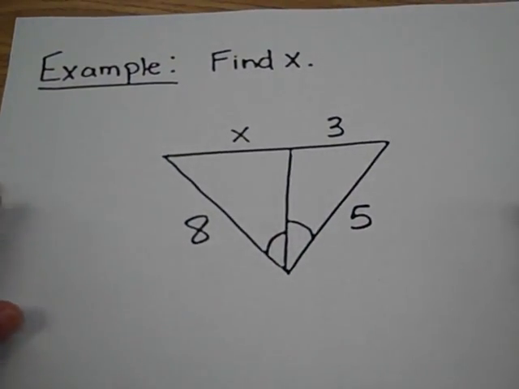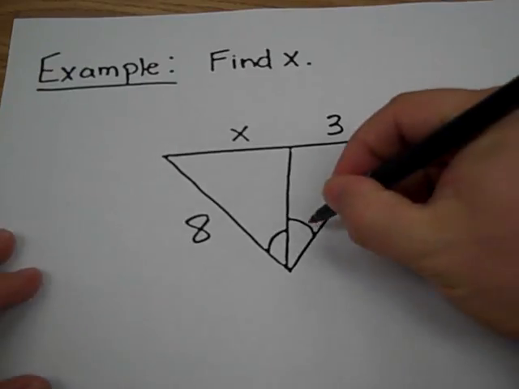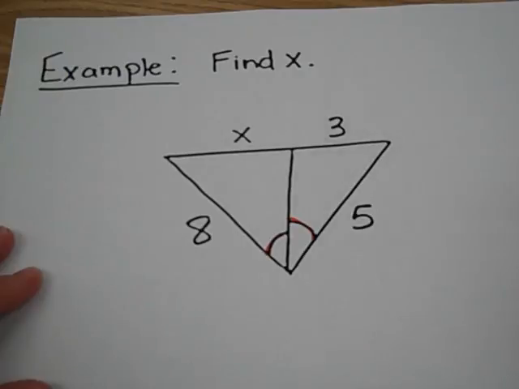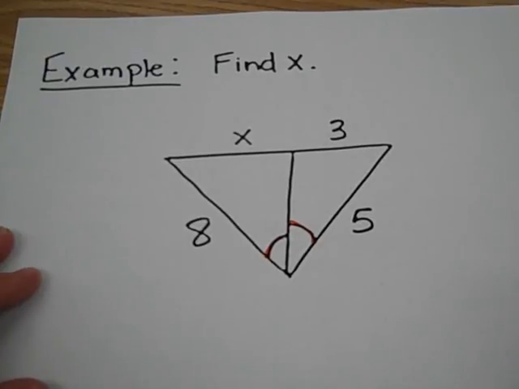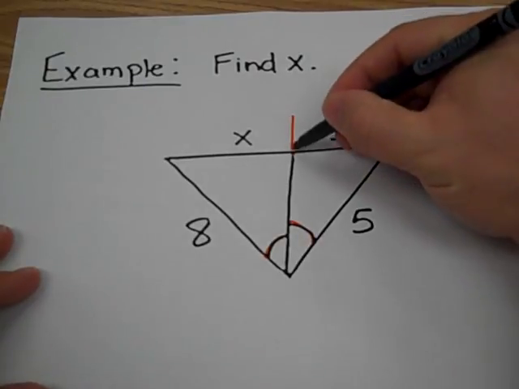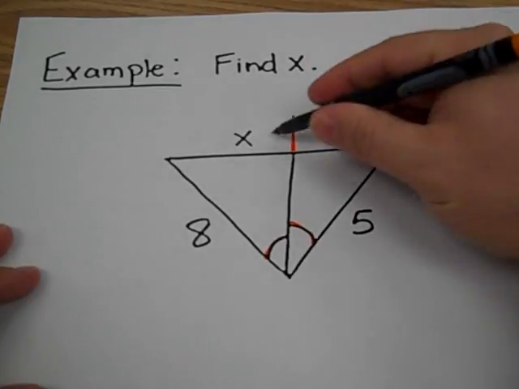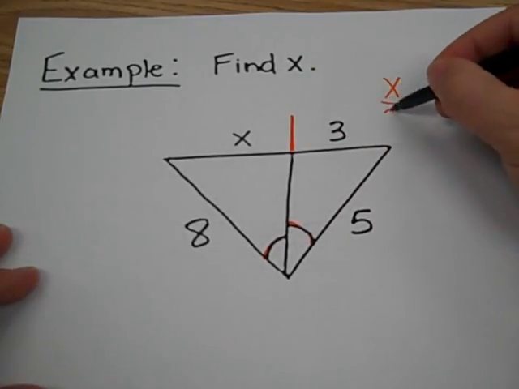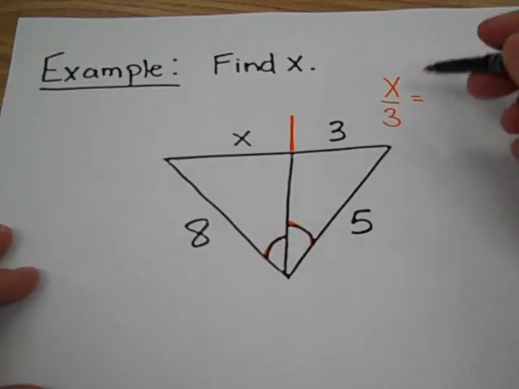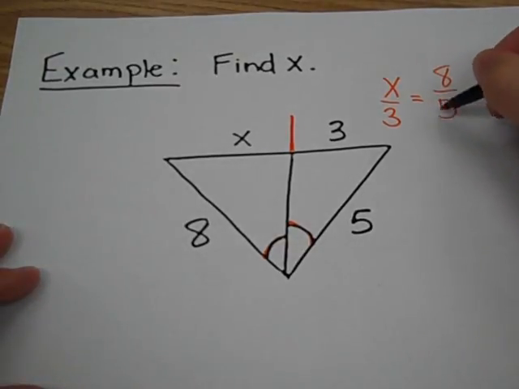So you know what to do here. Go ahead and pause and find x. Use the same idea. I'll give you a hint. This is definitely an angle bisector. I've shown that those two smaller angles are congruent to each other. So I'm going to extend this angle bisector and find myself a fraction of x over 3 and 8 over 5. Again, from the left side of the fraction, I chose x to be on top, so that means that 8 from that same side is on top.